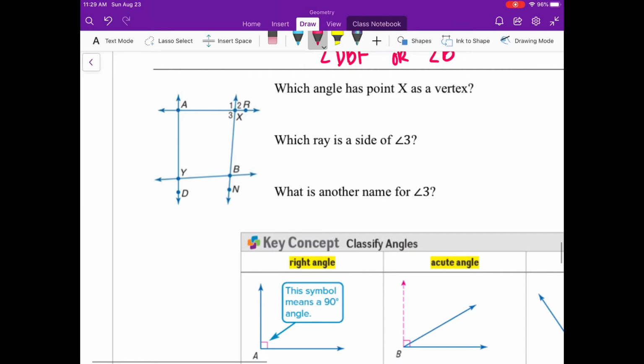Okay. Which angle has point X as a vertex? So here's point X. I have a few different answers here. I'm going to go with this one, angle RXN. We also see that these are angles, so I could say angle 1, angle 3, and angle 2. They all have X as a vertex.